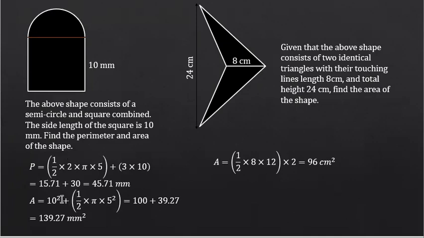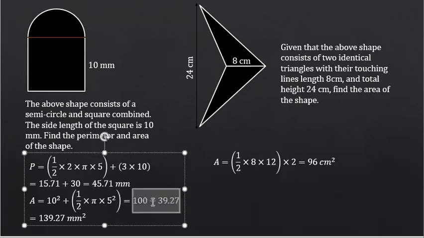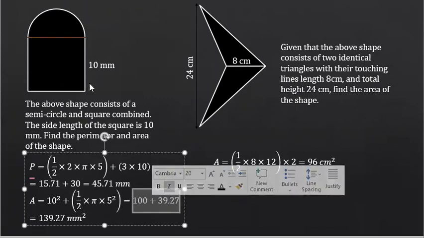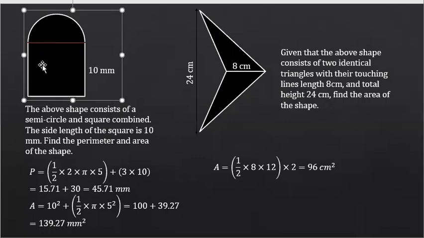So 10 multiplied by 10 will give you 100, and a half multiplied by 3.1415 multiplied by 5 squared will give you 39.27. When we combine these two figures together, we find the total area, which is this area that is colored black inside of this sheet. That gives us 139.27 millimeters squared. Any questions?